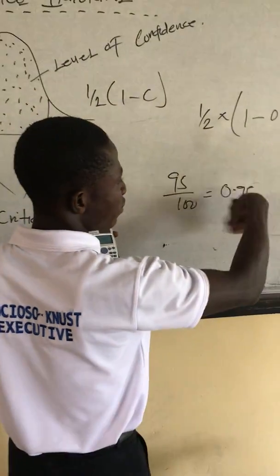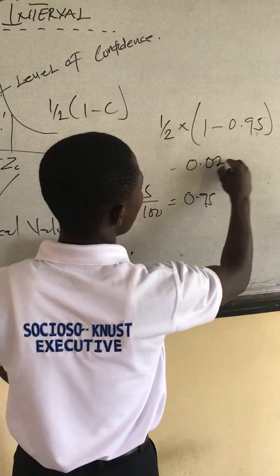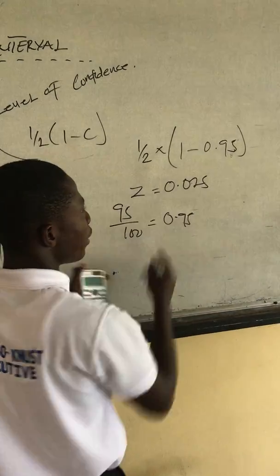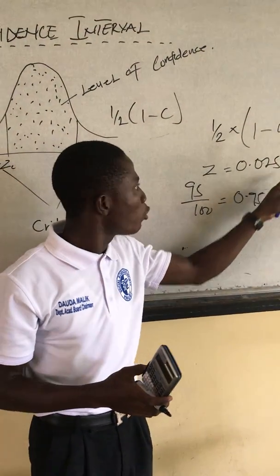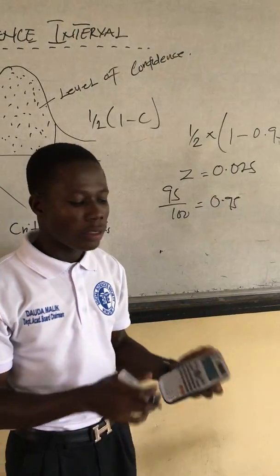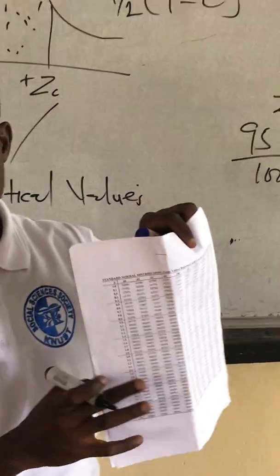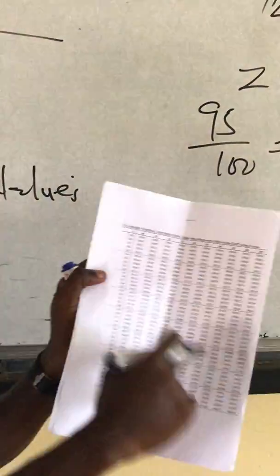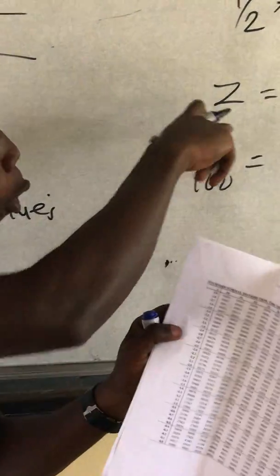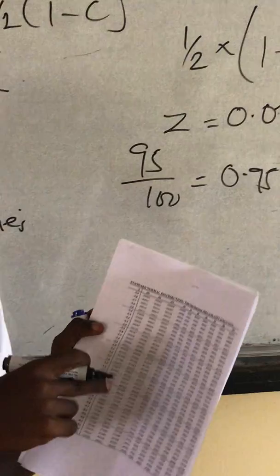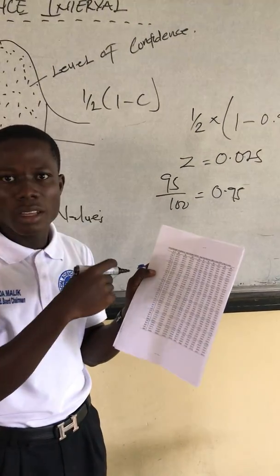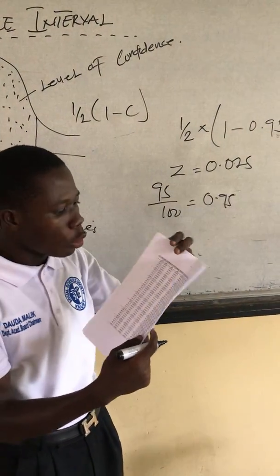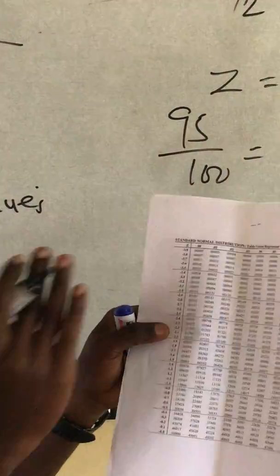So with 95% confidence interval, I got 0.025. This represents my Z. When you got this one, you are not done. You have to go to your standard normal table to find 0.025 within the table. Then you look at which number on your vertical axis and which number on your horizontal axis come together to form this 0.025. With 0.025, you have to go to the negative side of the table.